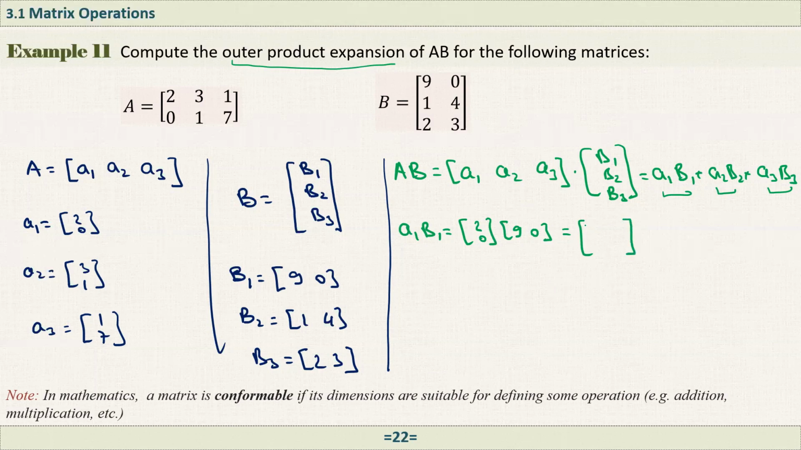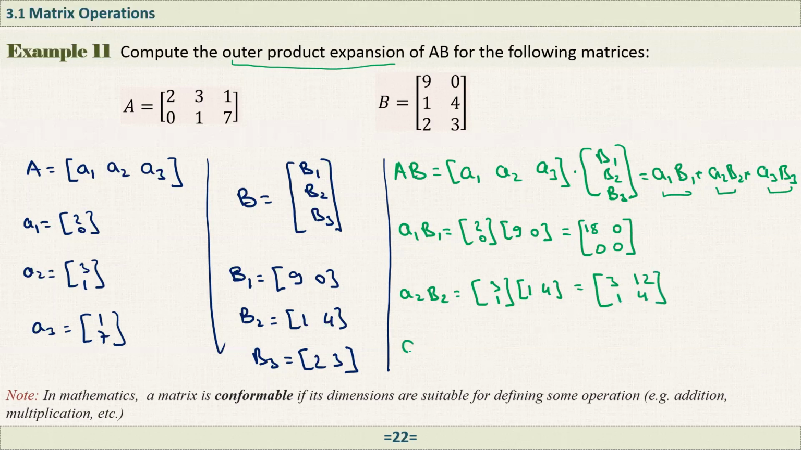So 2 times 9, it is 18. 2 times 0, it is 0. 0 times 9, it is 0. 0 times 0, that is 0. And how about A2, B2? A2 is [3, 1]. And B2 is [1, 4], which is equal to 3 times 1, 3, 3 times 4, 12, 1 times 1, it is 1, 1 times 4, it is 4.